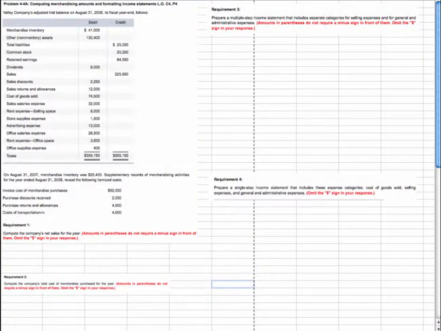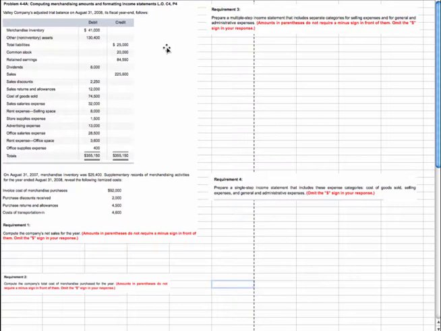Our next problem, we're provided with an adjusted trial balance for August 31st, 2008. Now remember, this adjusted trial balance that you're looking at right here has already had all the period end adjusting journal entries applied to them. So we're not seeing those in the first 4 columns of that adjusted trial balance worksheet. All you're seeing are the numbers after they've been adjusted.